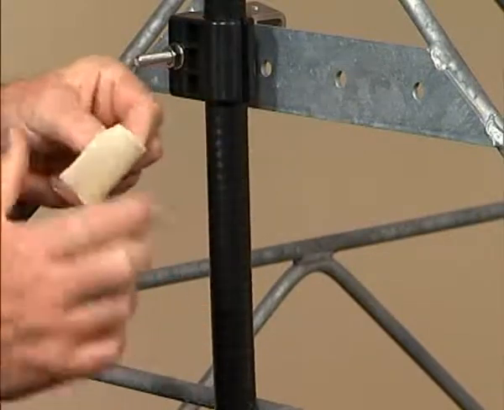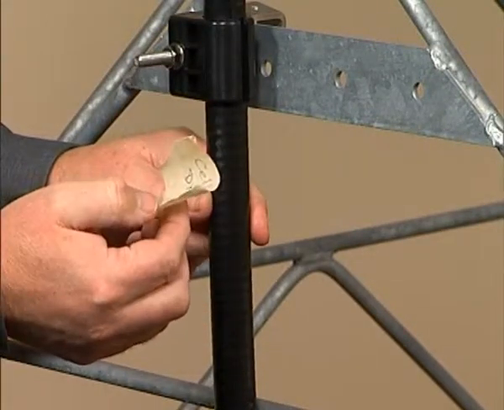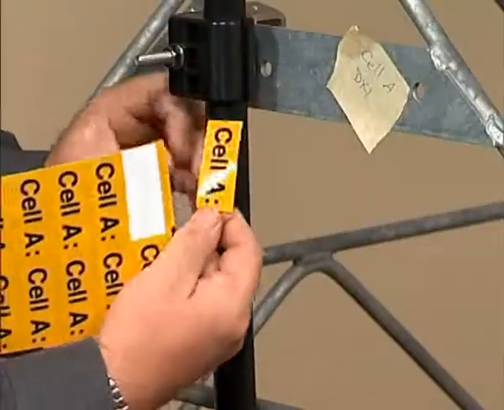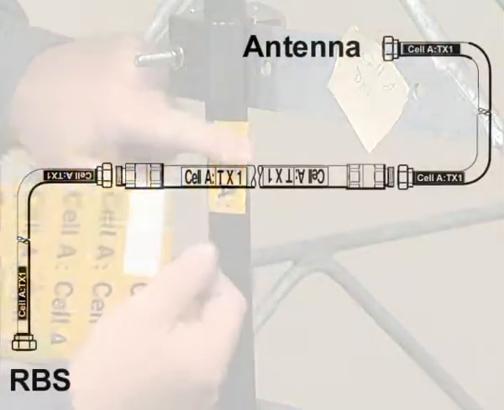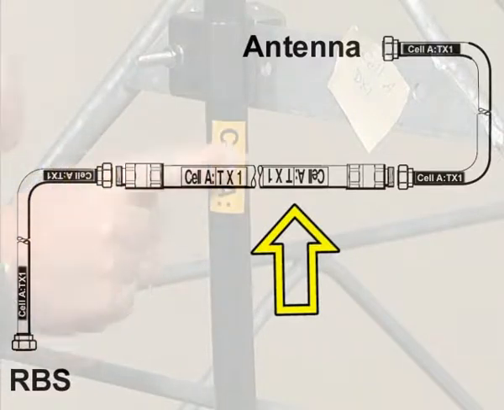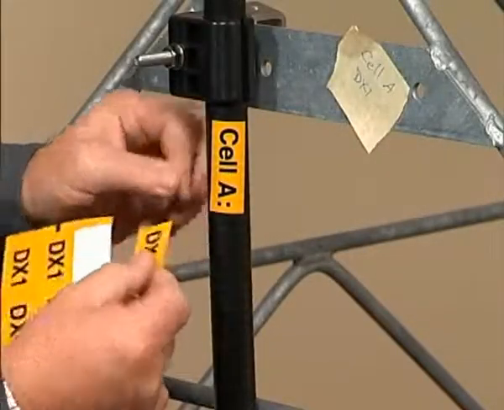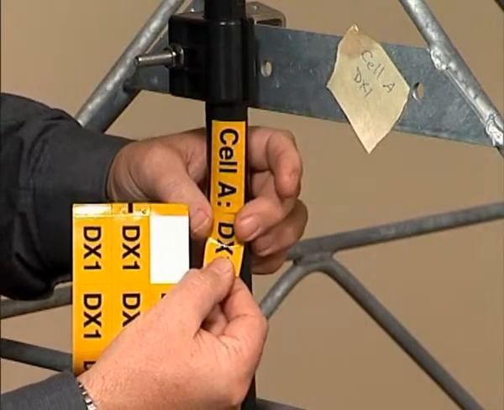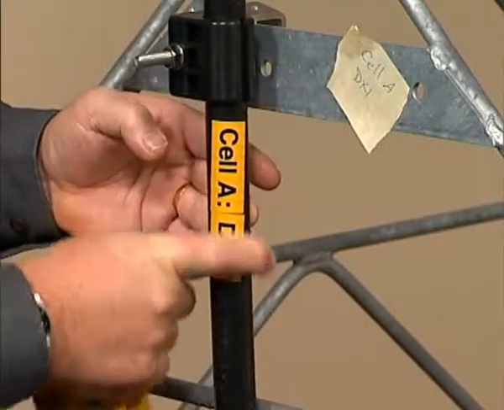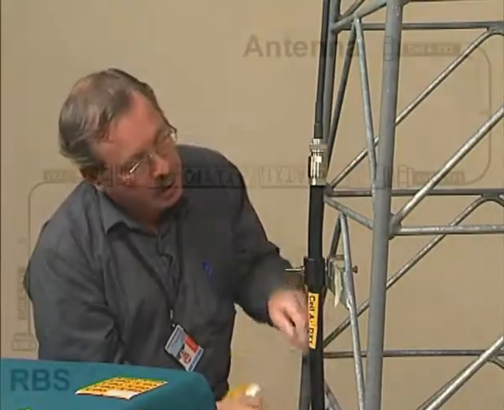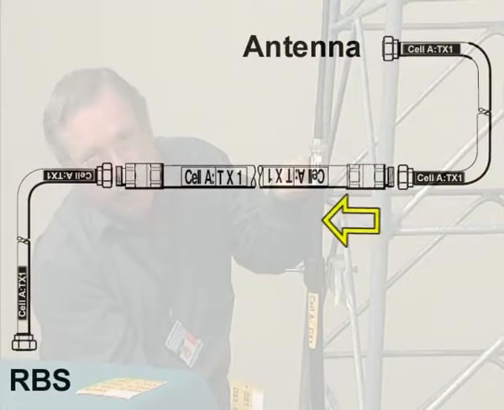During the installation we had a temporary marking, and I've got cell A DX1. So I shall take cell A label and I shall fit my cell A label here. Duplex 1, DX1. So I take my DX1 label and fit it after it here. So now we've marked this with cell A DX1, and it reads from the connector away.